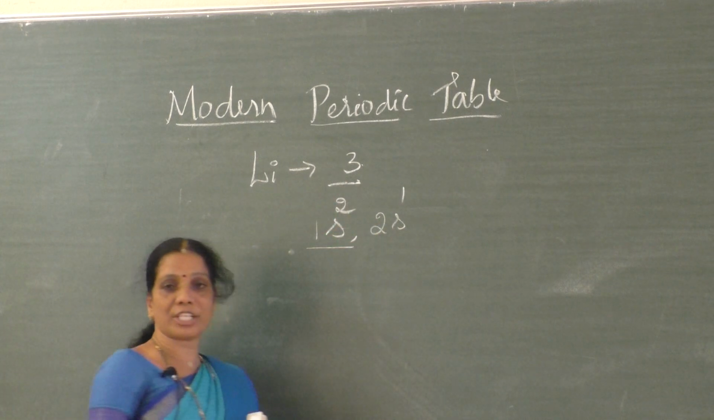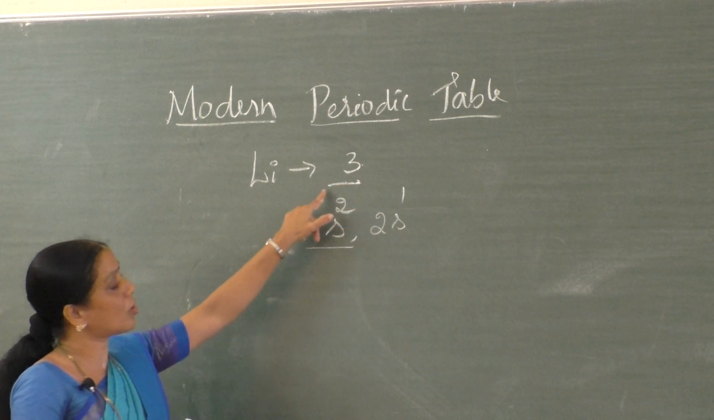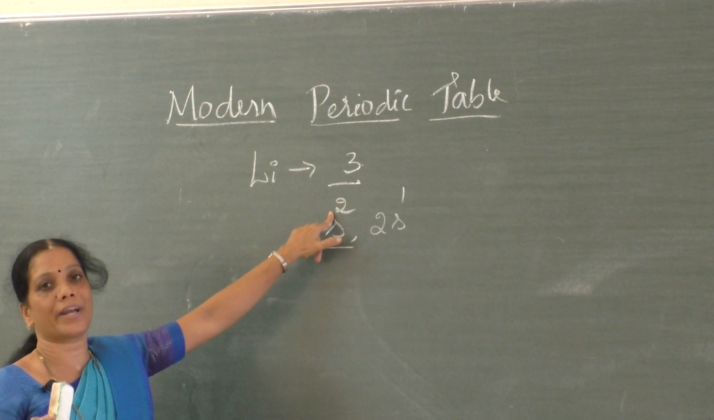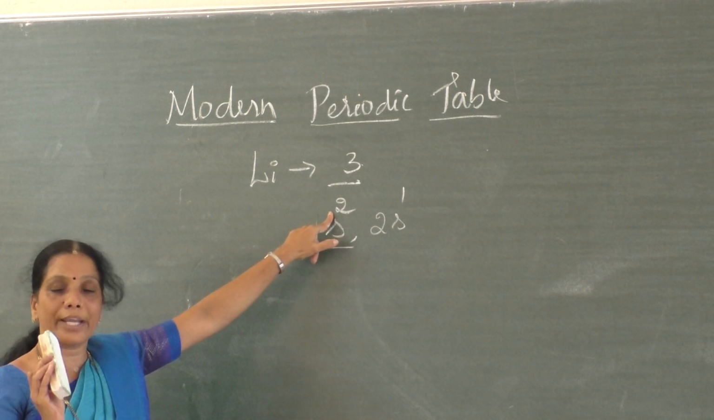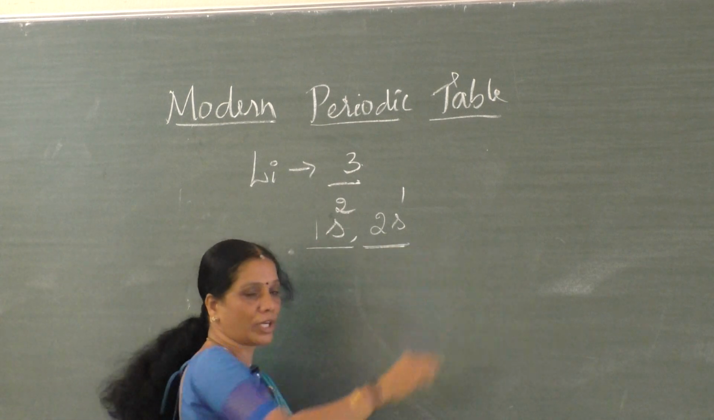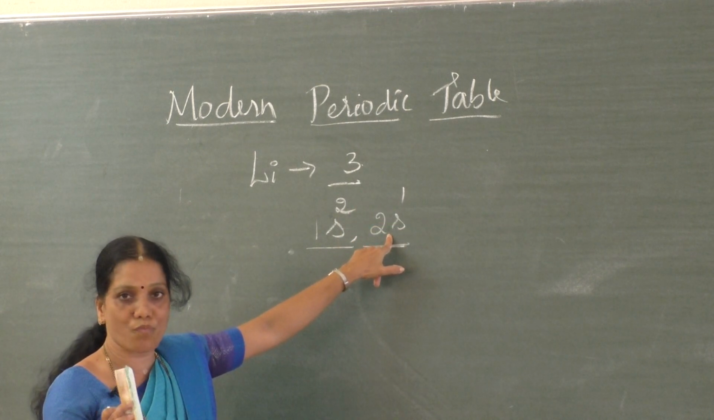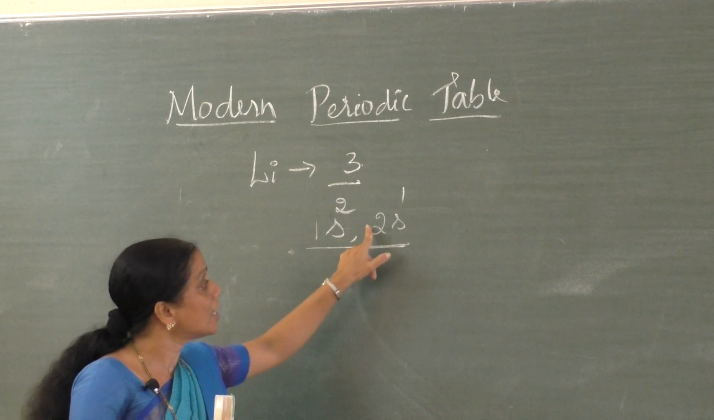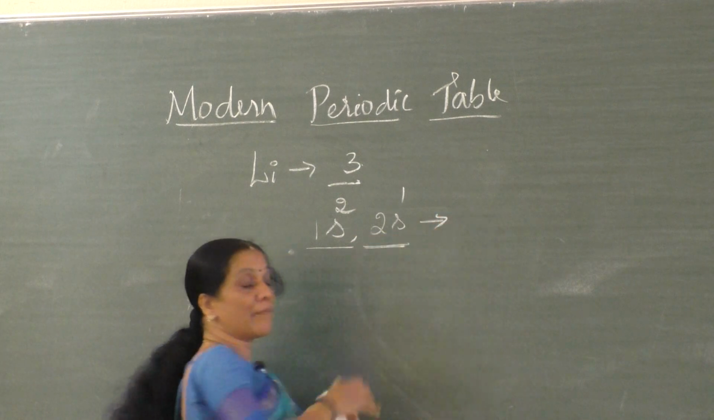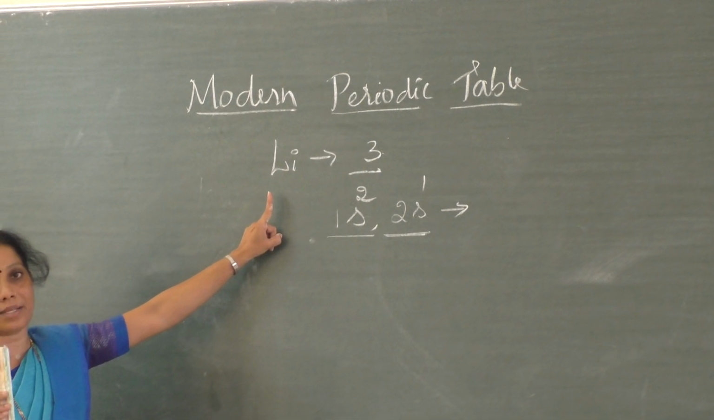Now 1 means it is the first main energy level, that is the innermost energy level, and we know that whatever electrons are present in the inner main energy level or the inner shell, they do not take part in any chemical reaction or in any chemical bond formation. That means we have to concentrate only on what? Valence electrons, isn't it? How many valence electrons are there here? That is 1. You can see here, that is 2s1. That means only 1 electron is there. Hence, the valency of lithium is 1.